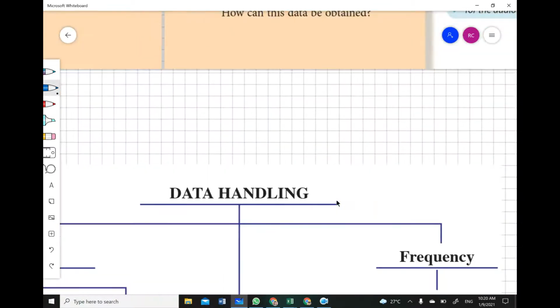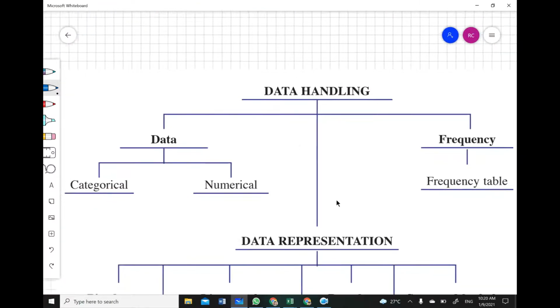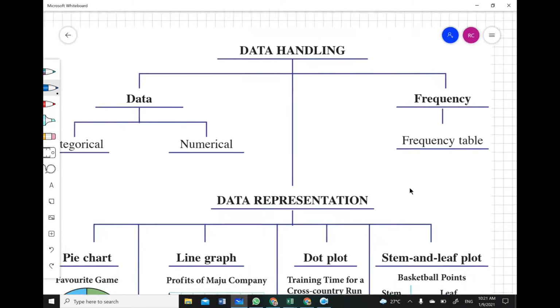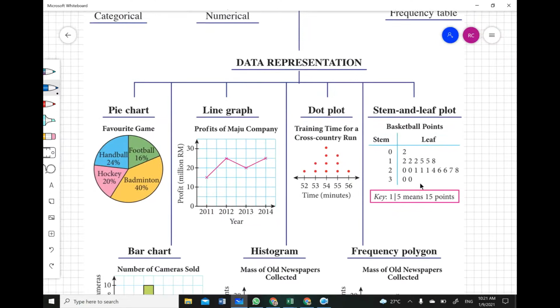Okay, I'm going to go through what you are going to learn today. So this is the main topic that you are going to learn, data handling. In this topic, you are going to learn how to collect data and then how the data is categorized. Over here, we know that the data is categorized into categorical and also numerical. Then from there, you are going to learn the data representation. There are many types of data representation. I'll show it to you later on. And lastly, you are going to construct the frequency table. Okay, same thing, we are going to learn how to construct this today.